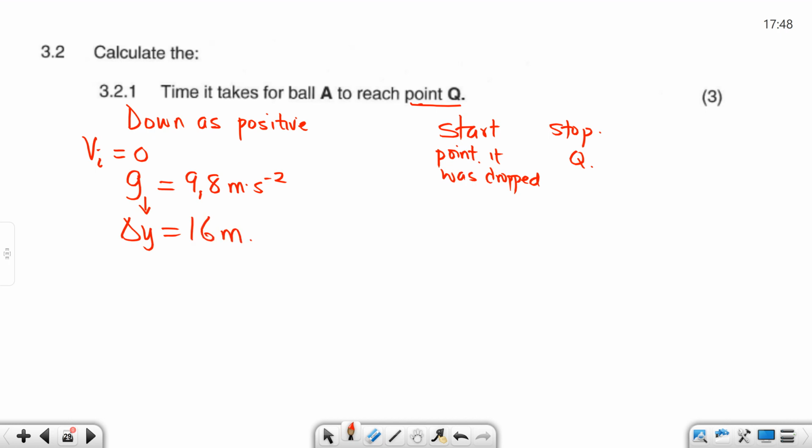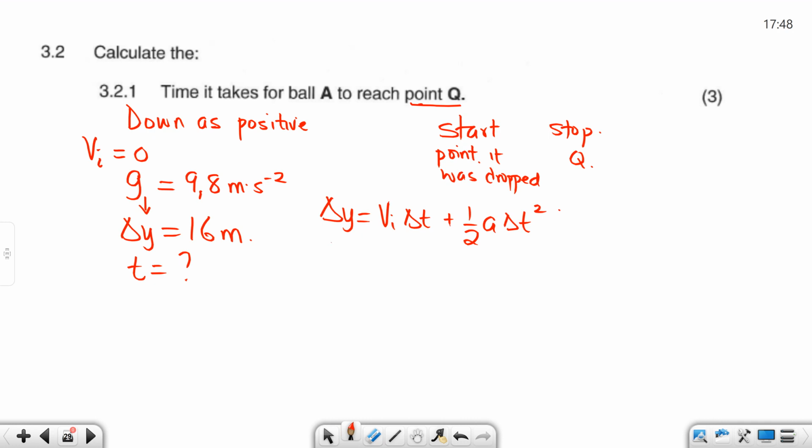Don't be in a hurry to go to the formula page. What am I looking for? I'm looking for time. Now I have everything I need. Go to the formula and find the correct formula. It becomes easy when we outlay things like this. Which one has all of this information? You're looking for time. Which one? Delta y equals to Vi delta t plus half a delta t squared. It has everything I want.